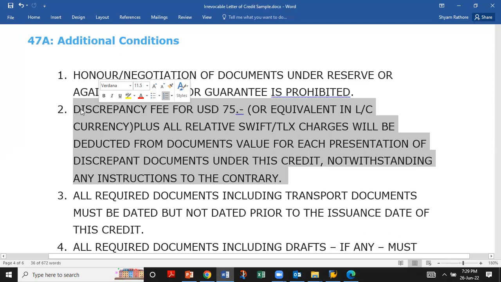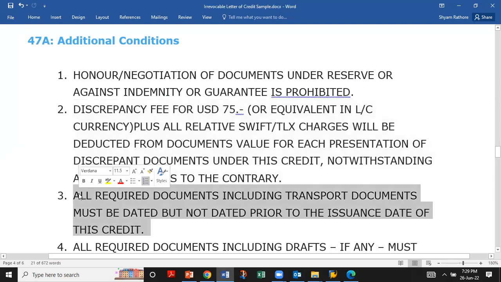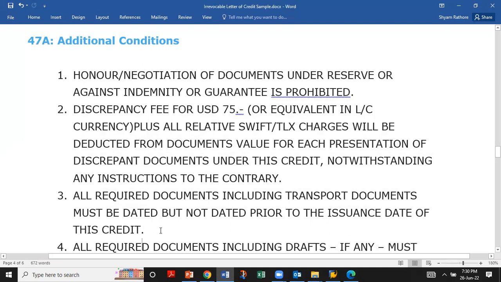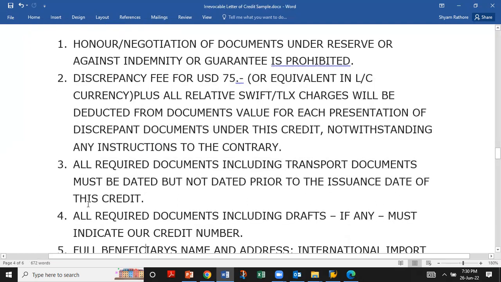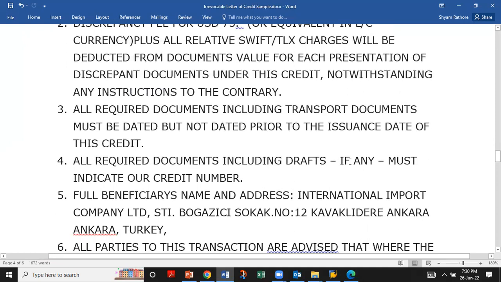Now, all required documents including the transport document must be dated, but not dated prior to the issue date of this credit. So the date must fall within the letter of credit's validity, not before the issue date. For example, if the LC is expiring on a certain date, then the documents must be prepared within that date, not beyond that.